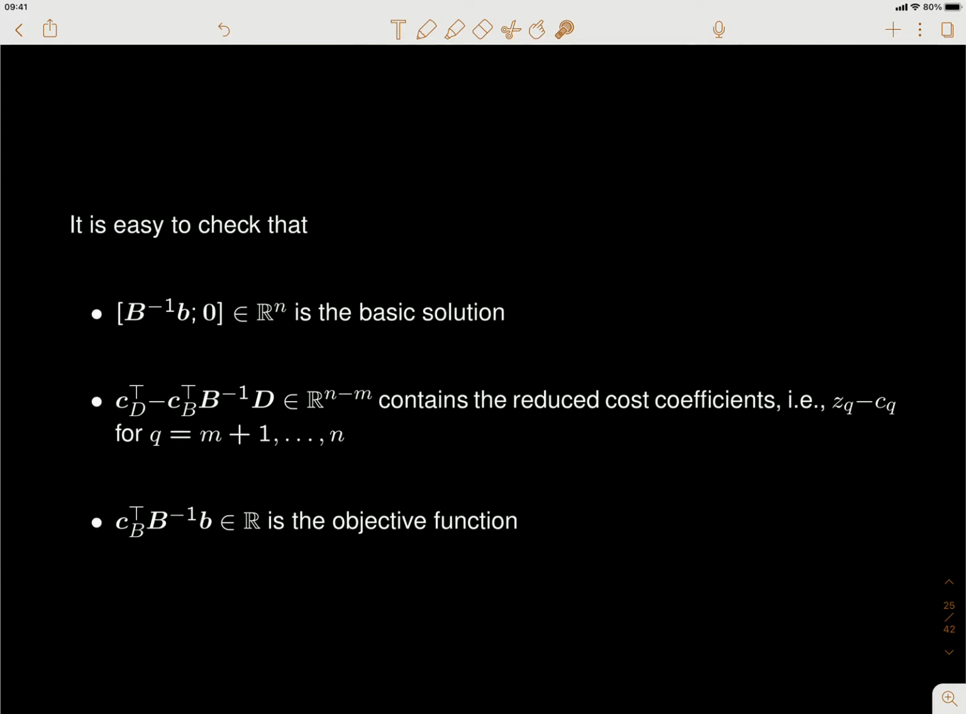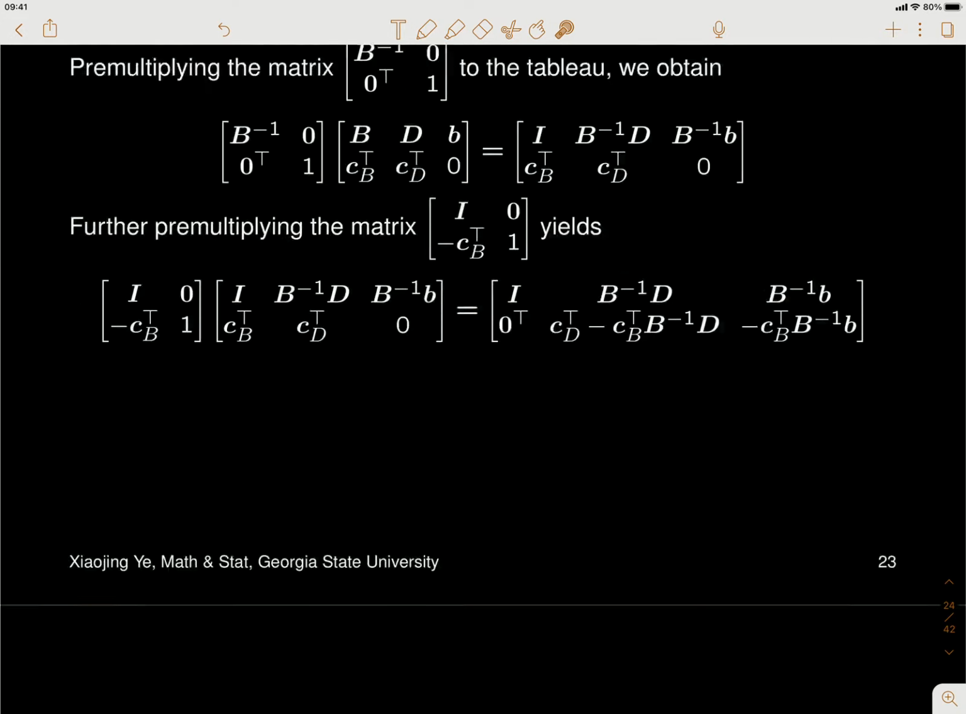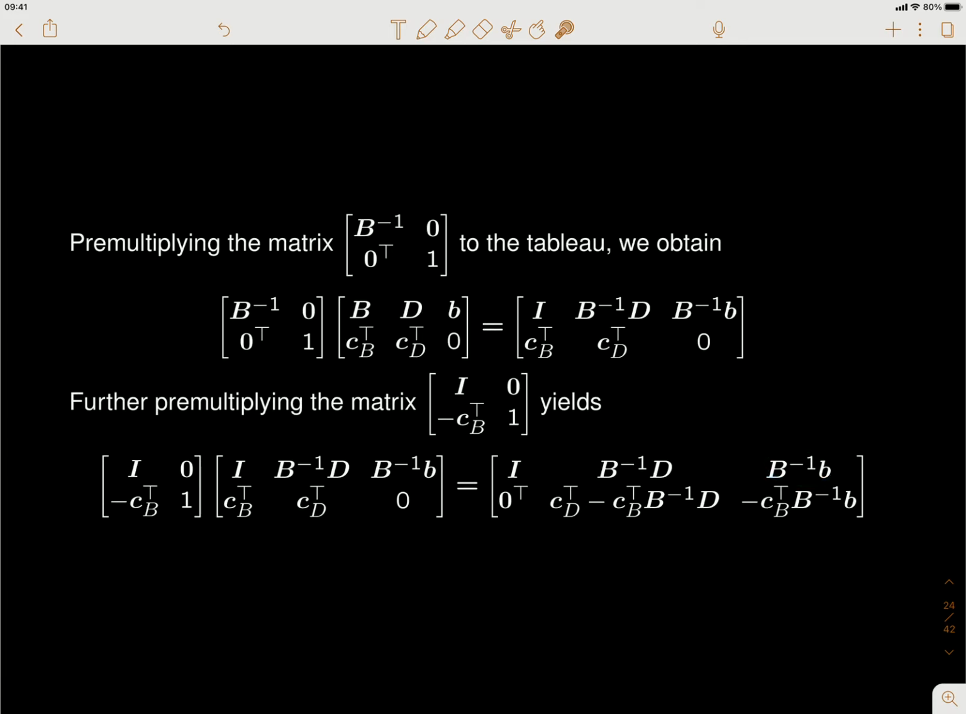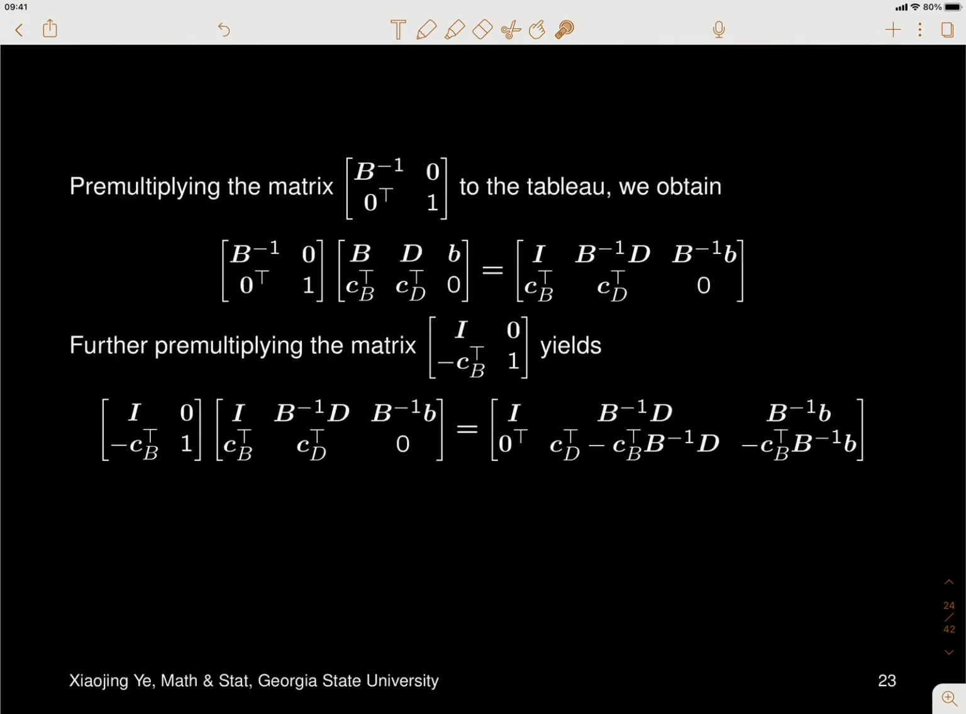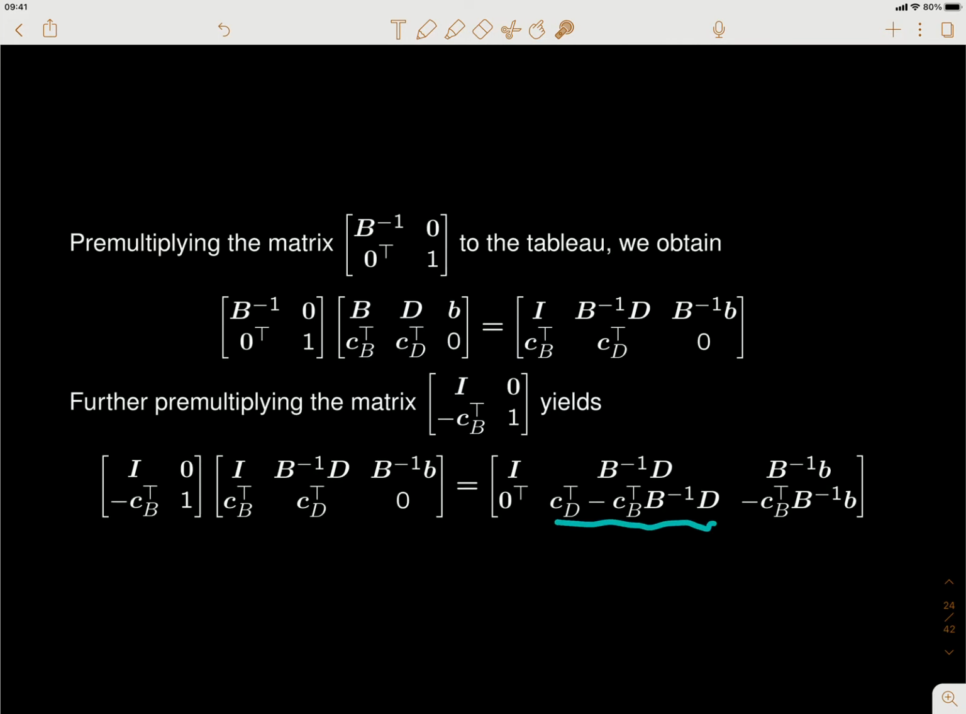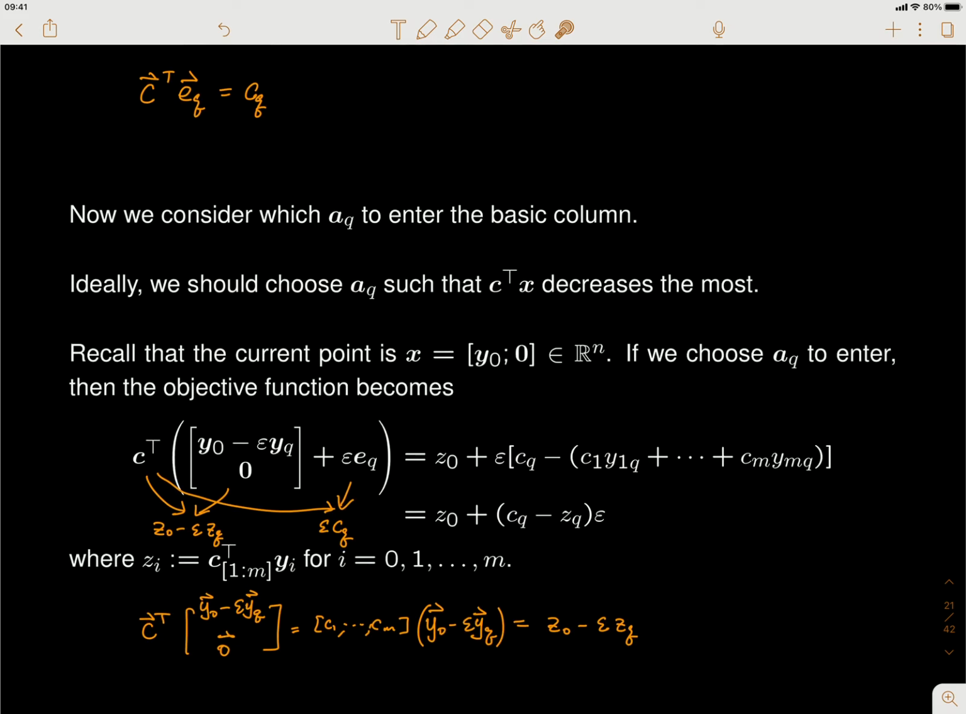Let's check. First of all, this B inverse B is the basic variables, and we just pad them by 0, we'll get the basic solution. So that's this. Second is that this part, recall that what we're trying to get is this, we were trying to evaluate the CQ minus ZQ and see which one is the most negative one.